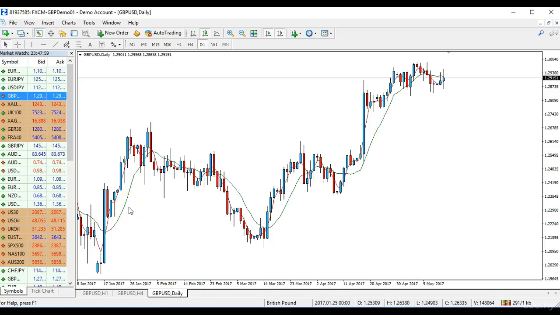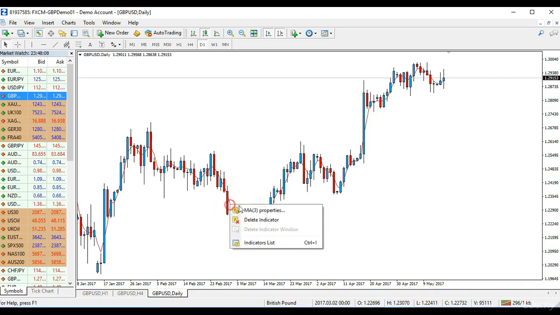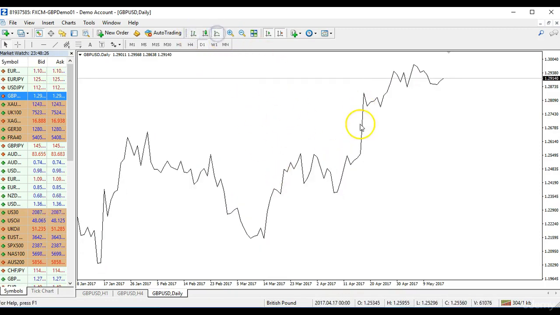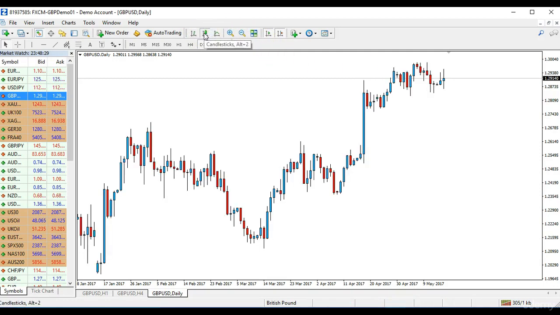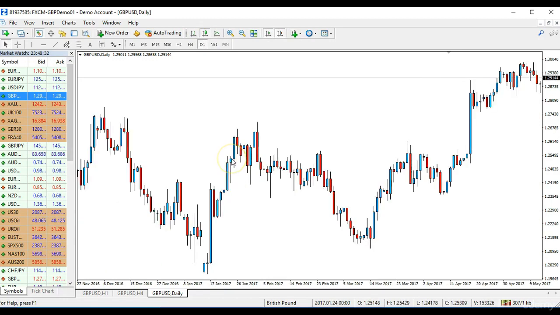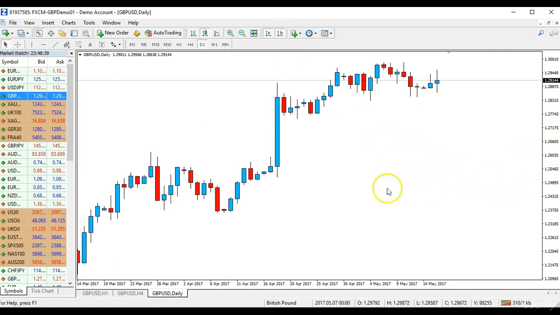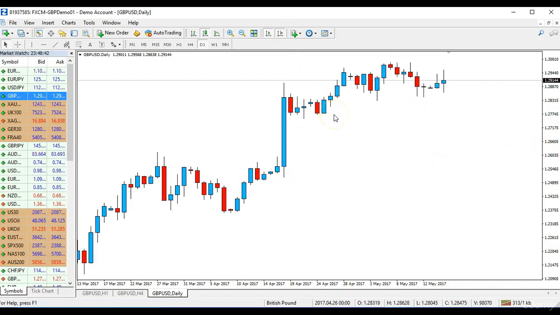So let me just very quickly go through how you would use the platform. What I will do first of all is remove everything here, all the indicators. Now what you see first of all is that I use what's called candlesticks, and if you want to change how it appears on the screen, you can click that. That gives you bars. You can click this, which gives you a line, and you can click this, which gives you candlesticks. I use candlesticks because I find that they are the easiest and most efficient way to understand what's going on in the market.